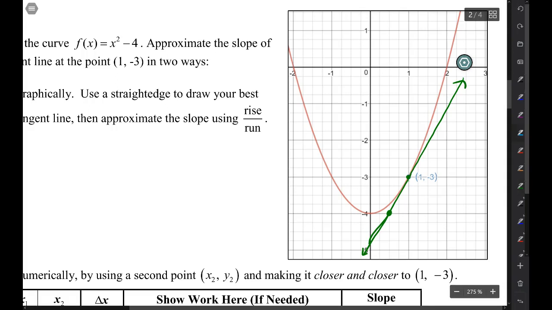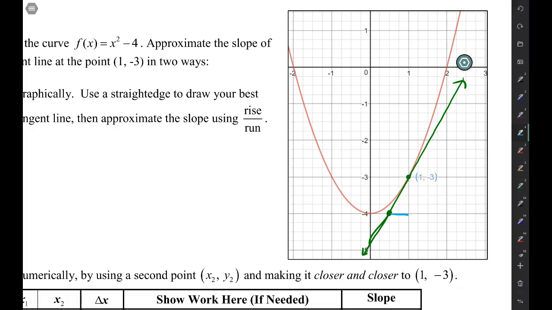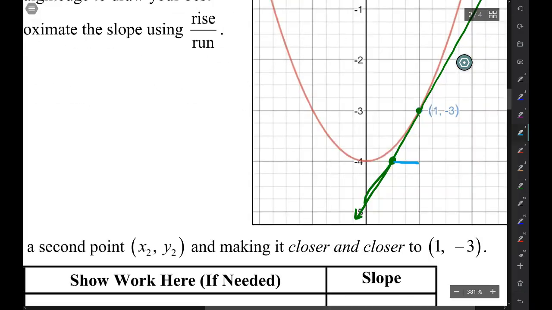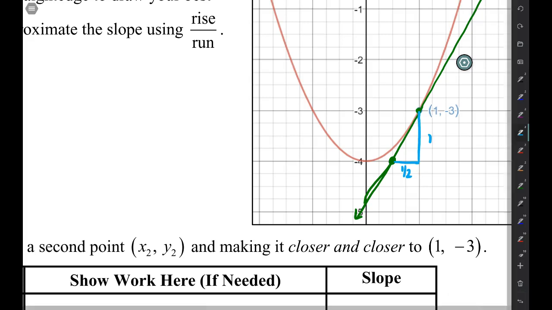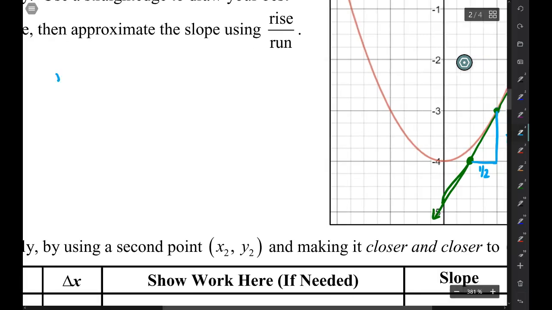And then it appears that I go over. Now using the proper scaling, this length is what? Half, and then the height is 1. So using the proper scaling, I have a rise of 1 over a half. So slope would be 1 over a half, which is 2. So I'm getting about 2 for the slope.